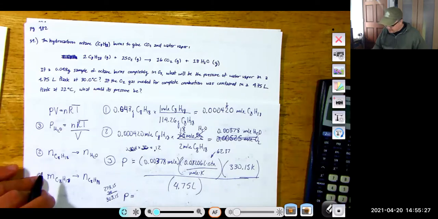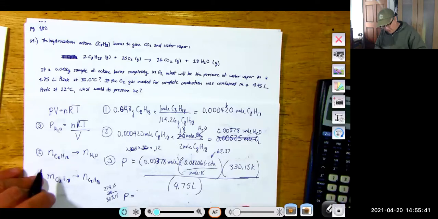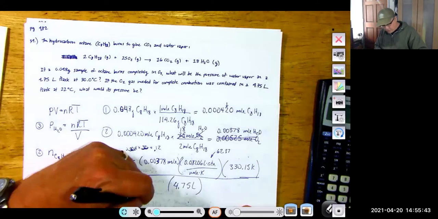0.00378 times 0.08206 times 330.15 and divided by 4.75. Ooh, and we get 0.0216.